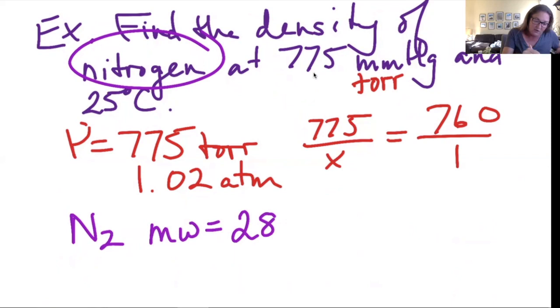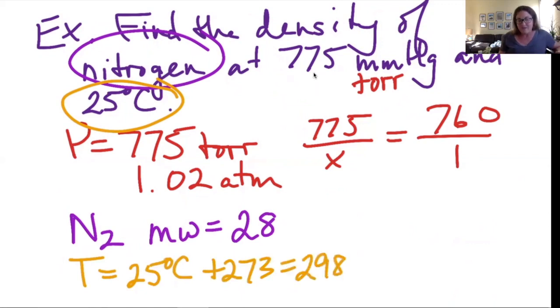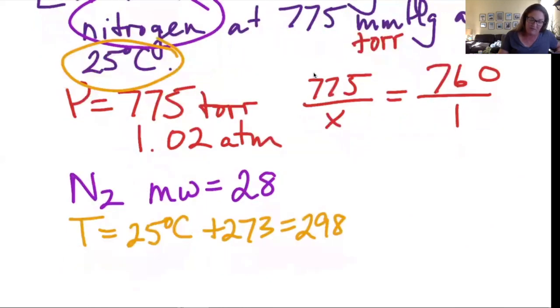I've also given you temperature here. Temperature right there is in Celsius, and it's going to need to be converted to Kelvin. So we're going to add 273 to it, and we have 298 Kelvin. Now I have everything I need to plug into the formula.